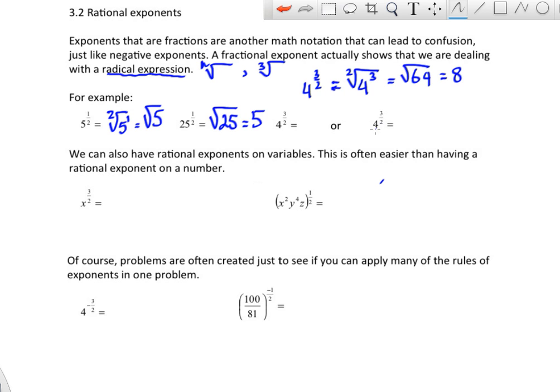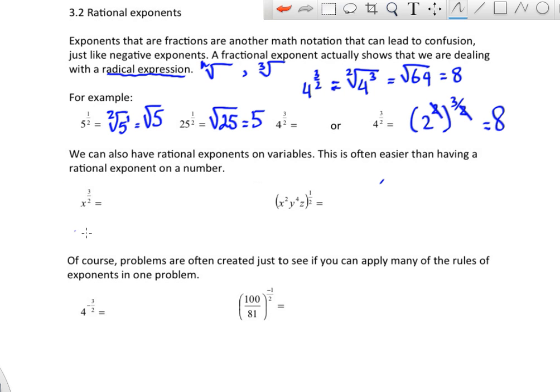Or you can do it this way, 4 to the power of 3 over 2. Well, keep in mind 4 was 2 squared, right? So then you get 3 over 2 here. These powers multiply because the exponent on top of an exponent multiply. So that 2 cancels with that 2. That becomes a 2 cubed, and 2 cubed is still 8. So that would be another way that you could do that.